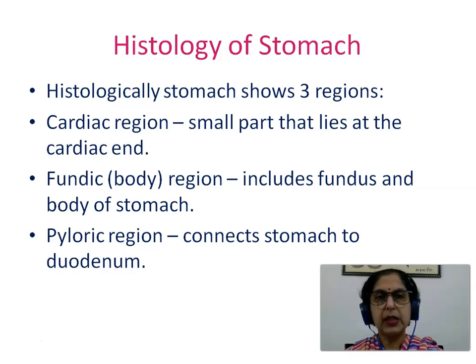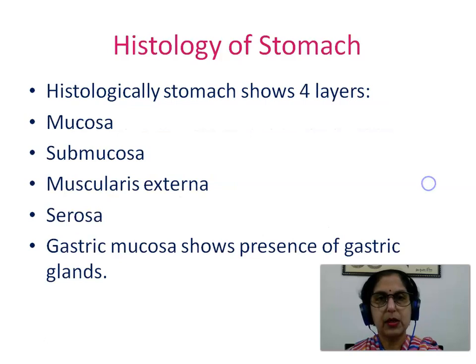Out of these three, two important slides which we have to study. One is of the stomach fundus and second is histology of stomach pylorus. Now histologically, stomach has four layers. It shows from within outwards: mucosa, submucosa, muscularis externa and serosa. These are what we have already seen in the video on general structure of the gastrointestinal tract. So considering that you have seen that video, we will proceed further.